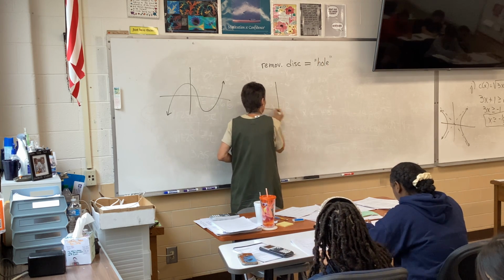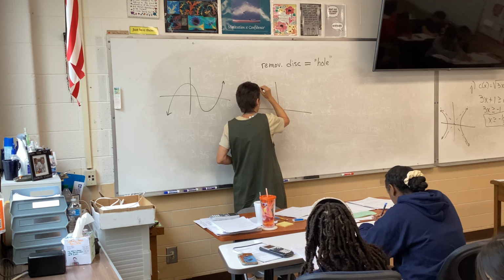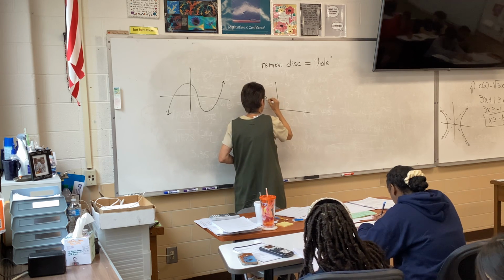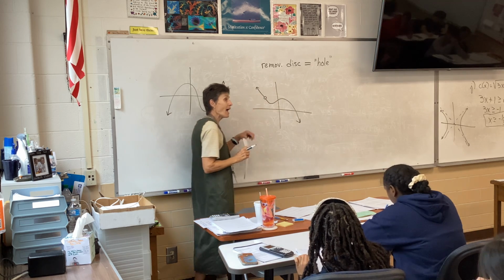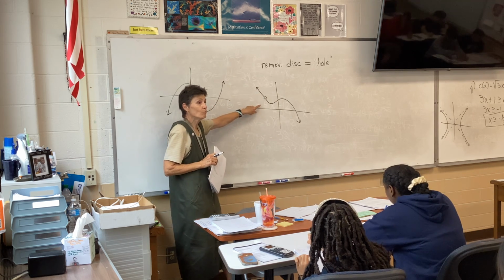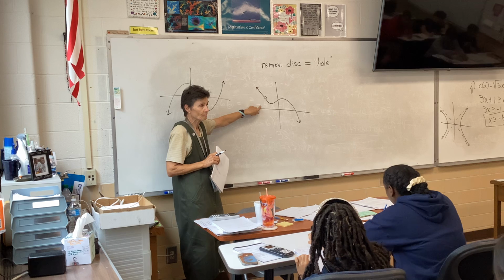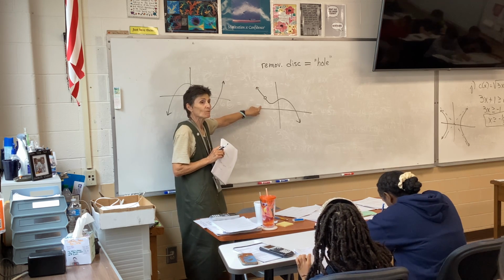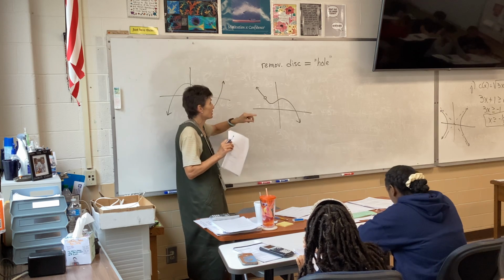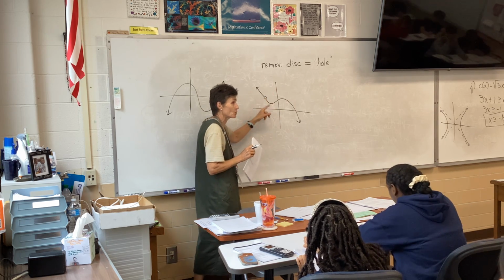So, for example, I could draw a shape like this. That is what we call a removable discontinuity. And you'll understand what that means when we start graphing these things. But for now, your definition is it's a hole in the picture.